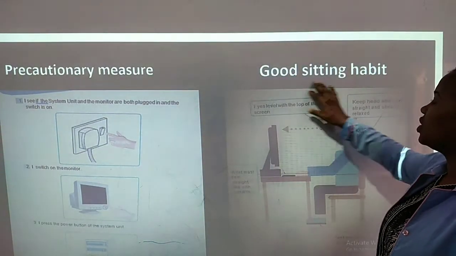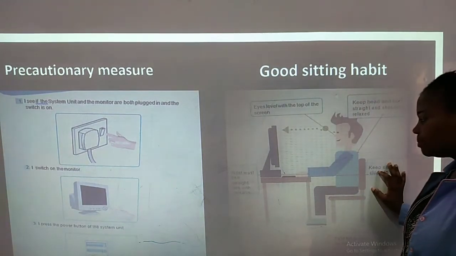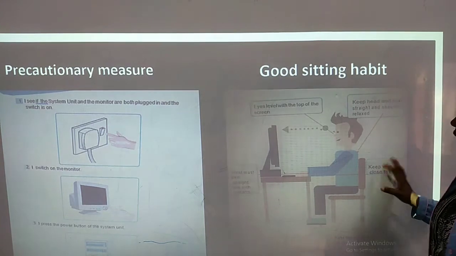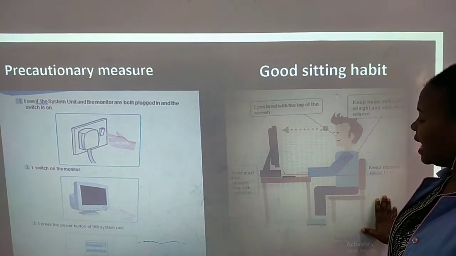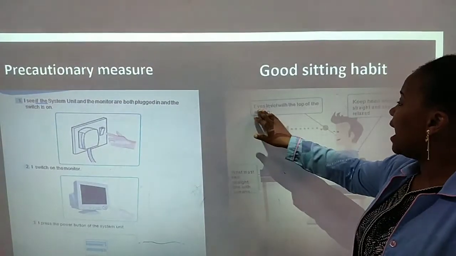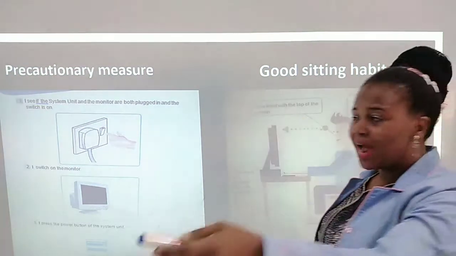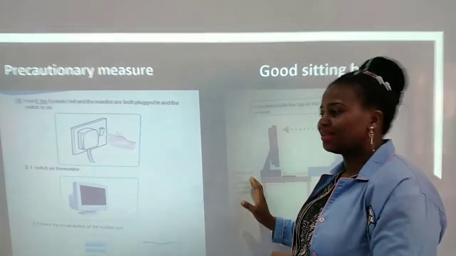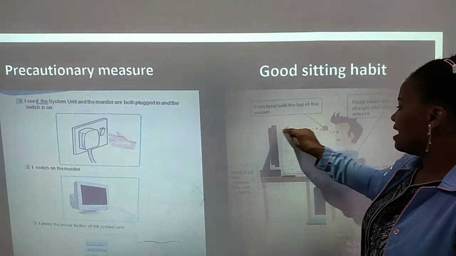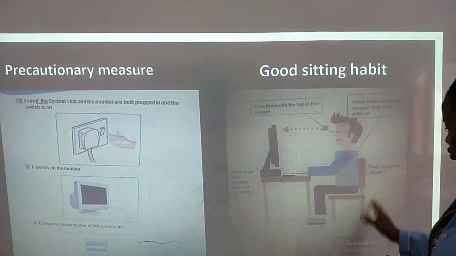Now, this is good sitting position. You will still come across this in your book. It is in your book. I'm sorry that the picture is a little bit dark, but I guess you can still read a little bit of it. Now, eye level with the top of the screen. That is what we read before the slide, right? You remember? Now, this is the sitting position. This is how you should be seated.